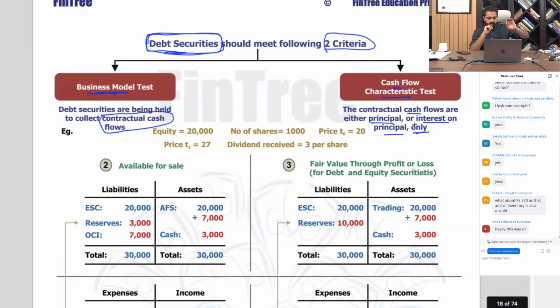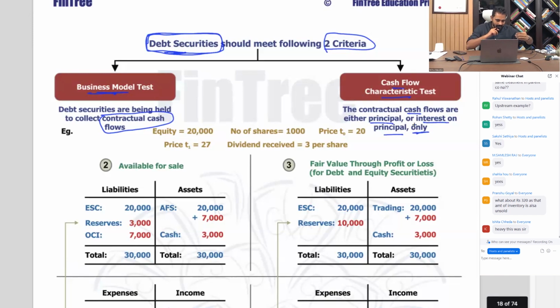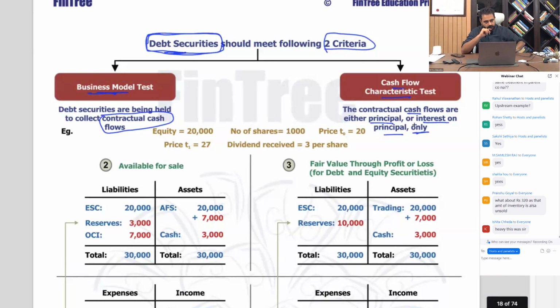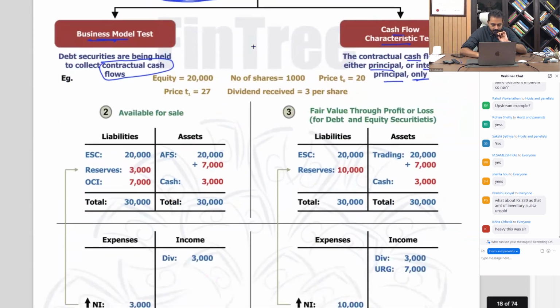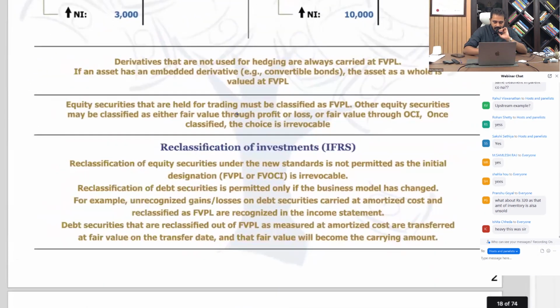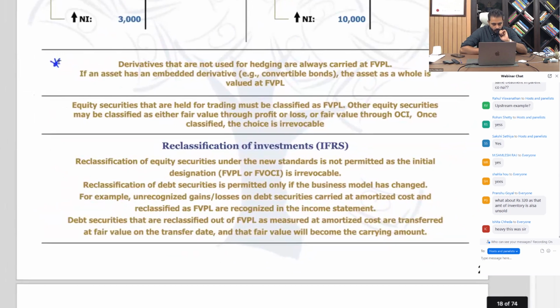So business model test means I have purchased this to receive contractual cash flows. And cash flow characteristics, the contractual cash flows happen to be interest or principal, nothing else. So I bought it so that I receive the cash flow, and the cash flows happen to be interest or principal. That's it. These are the two tests that we need to be aware of. Then only a security can be classified as a debt security. This is another theory point. You need to know this.